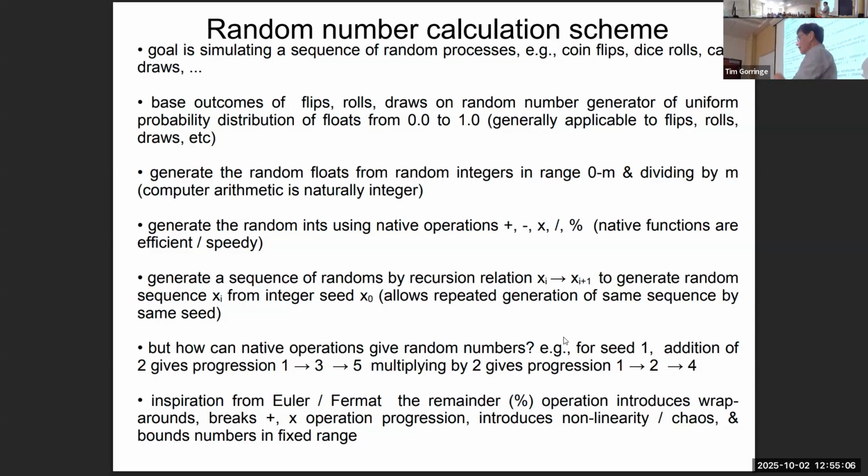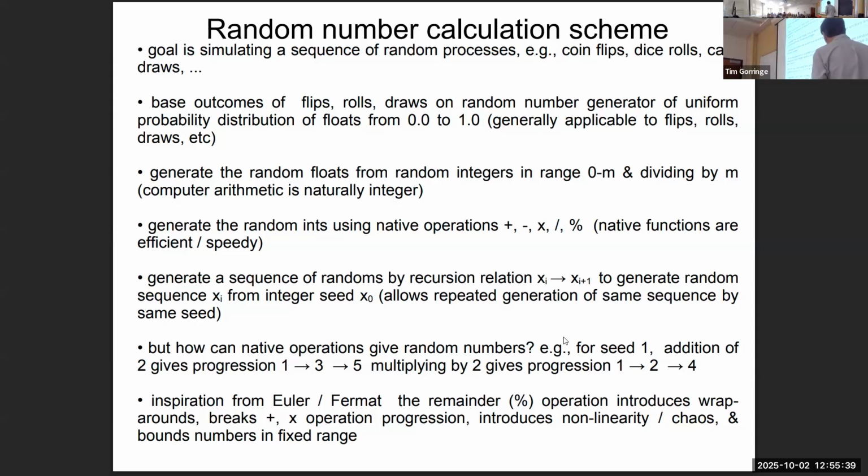I could say, well, maybe I'll try multiplication. So I'll start with a random number of 1. This is my seed, and I'm going to multiply by 2. So 1 times 2 is 2, 2 times 2 is 4, 8, 16, and so on. It's again completely not random. The addition and the multiplication will just generate progressive series of numbers that have a very clear and very obvious pattern to them. So how are we going to get around that?